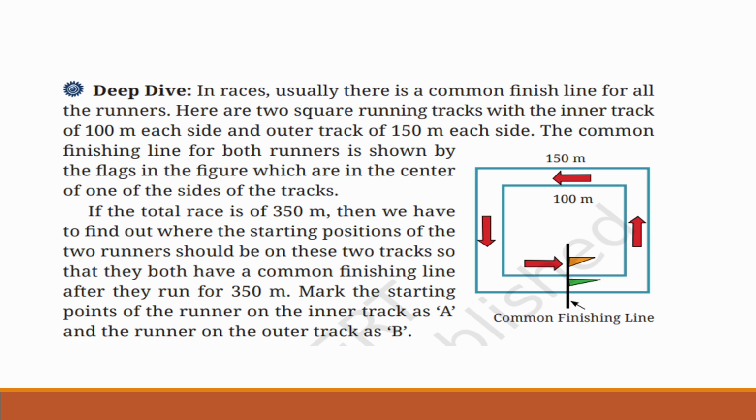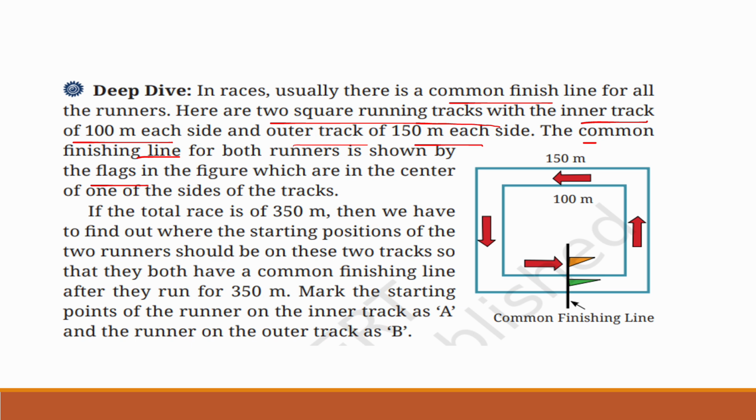Deep dive. In races, usually there is a common finish line for all the runners. Here are two square running tracks with the inner track of 100 meter each side and outer track of 150 meter each side. The common finishing line for both runners is shown by the flags in the figure, which are in the center of one of the sides of the tracks.